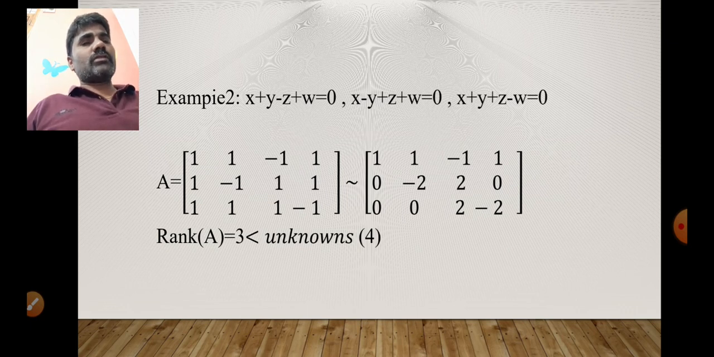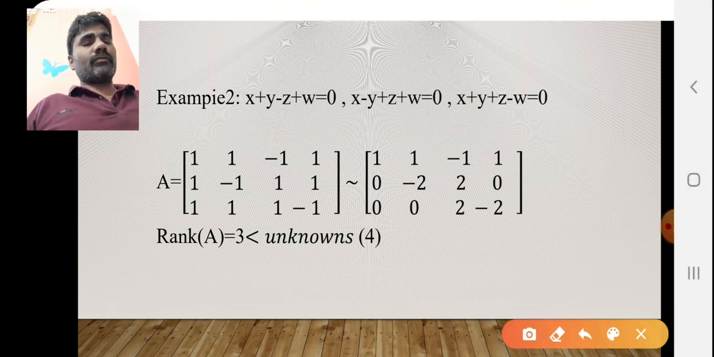Zero solution is always a solution, that is by default. But does the system have a non-zero solution? Yes, it has a non-zero solution. We can directly conclude this because rank is always less than unknowns for this system. Now this is the matrix A. By reducing it into row echelon form, this is the row echelon form of the matrix.